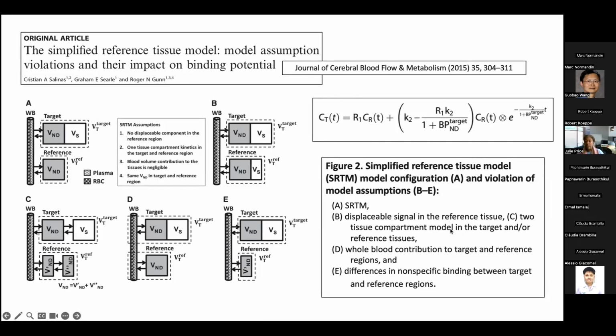There's a two-compartment model in the target and/or reference tissues, but generally a one tissue compartment model is assumed for the reference region and the target region, along with whole blood contribution to target and reference regions, and differences in non-specific binding between the target and reference regions. So these are the basic assumptions, but in reality, oftentimes these assumptions are not satisfied, which is the point I really wanted to make there.